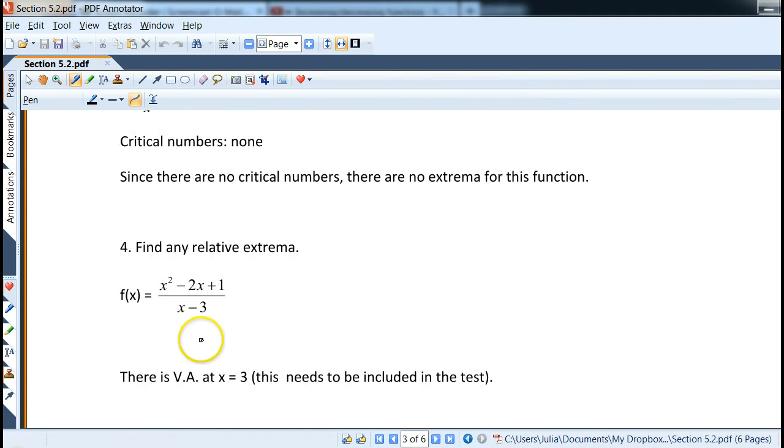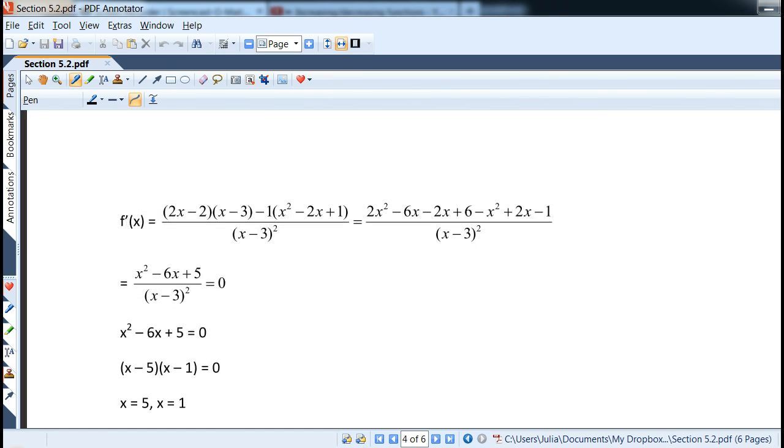There is a vertical asymptote at x equals 3. Remember, we always need to note that. Then I use the quotient rule to find the derivative, so you can try this for yourself. When you simplify this, this is what I got. So you can set it equal to 0. Remember how you can multiply by the denominator on both sides. So it's really only the top that counts for the critical numbers.